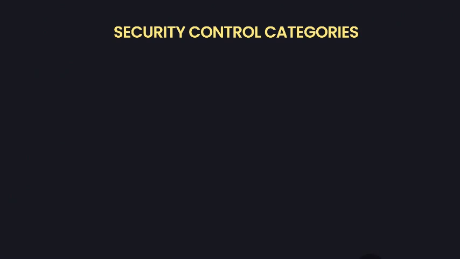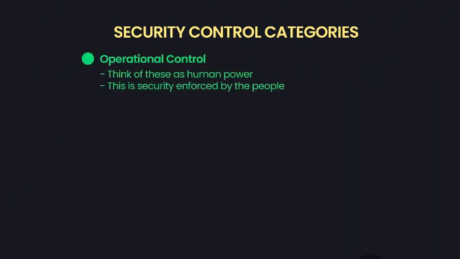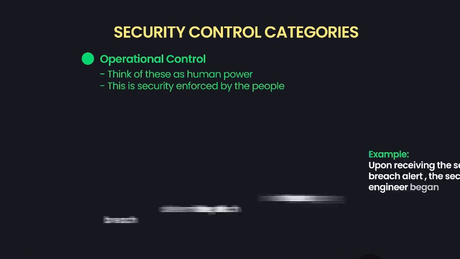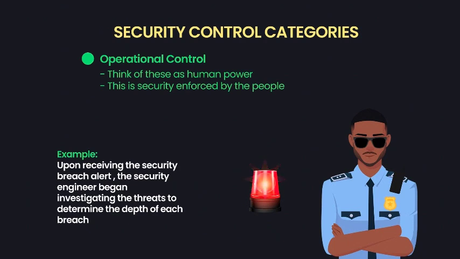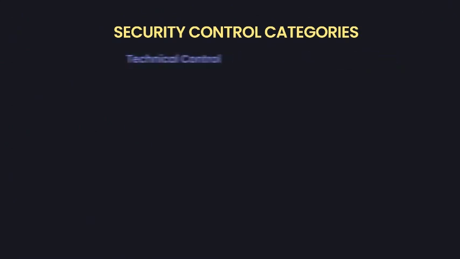The next security control category is operational controls. Think of these as human power. This is security enforced by the people. Here's an example. Upon receiving the security breach alert, the security engineer began investigating the threat to determine the depth of the breach. The next security category is technical controls.